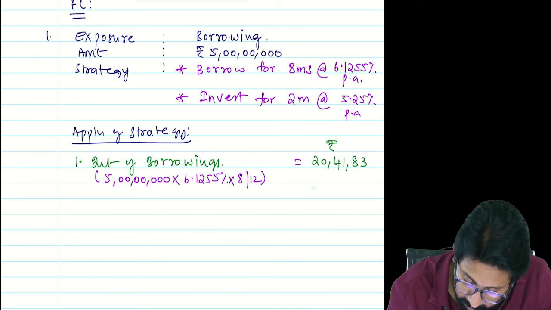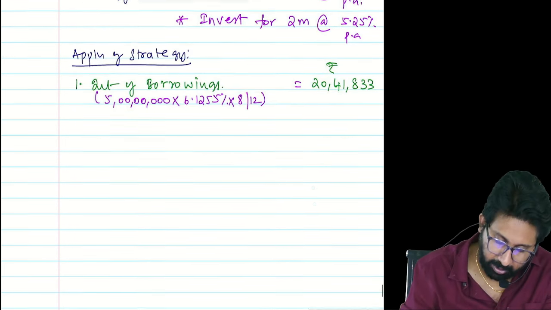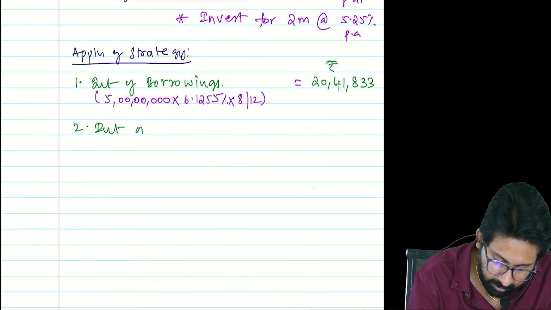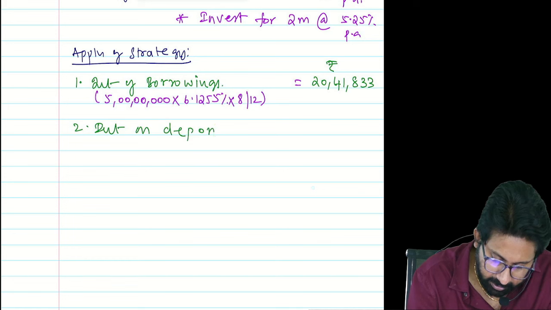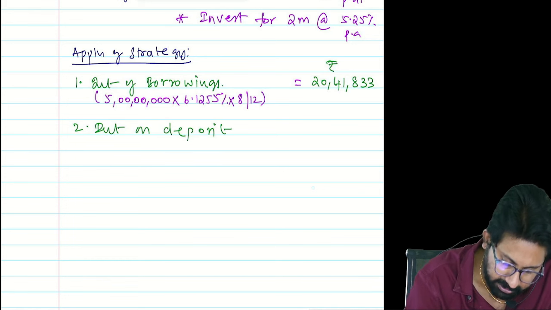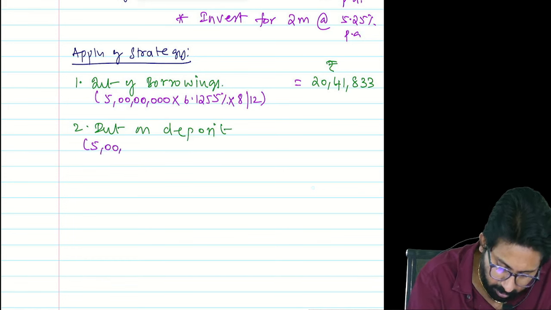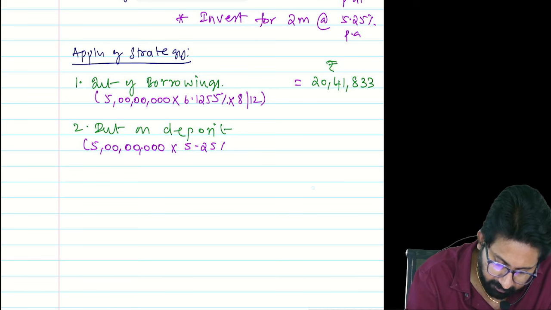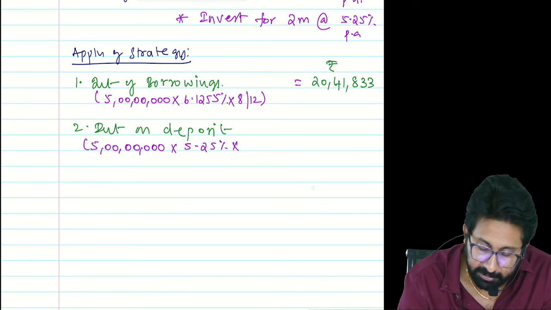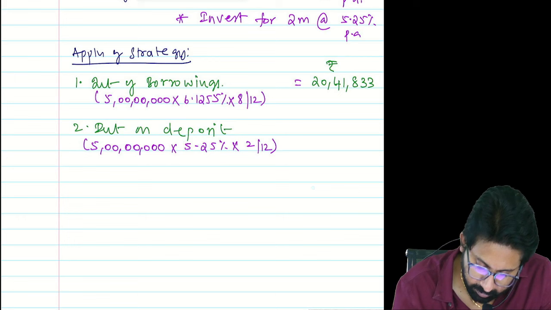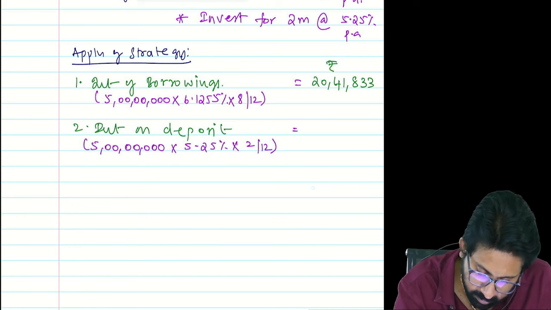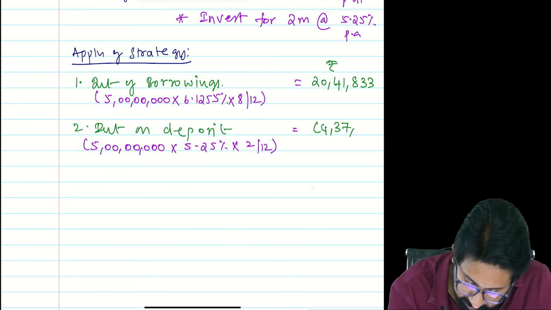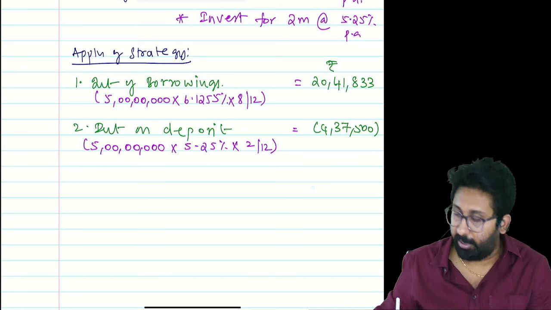20,41,833, okay. Next, number two. What is also second thing? Interest on borrowing, deposit. How much amount we are depositing? 5 crore borrowing. We will do deposit at what percent? 5.25, for 2 months. That gives 4,37,500.